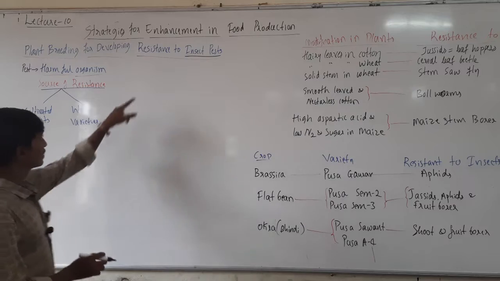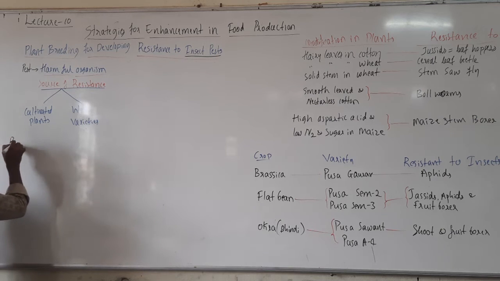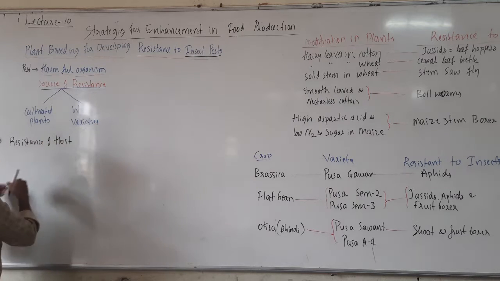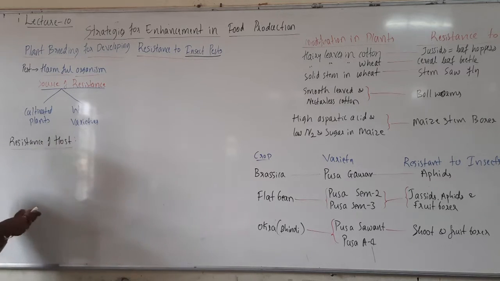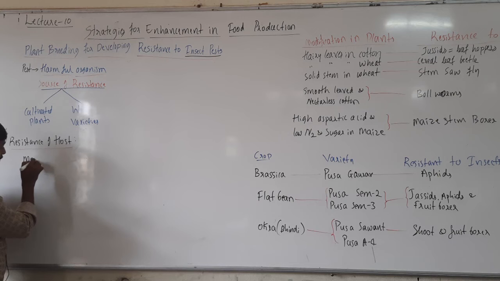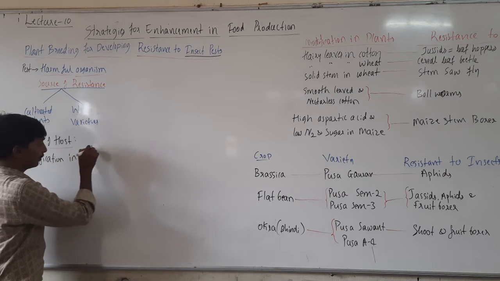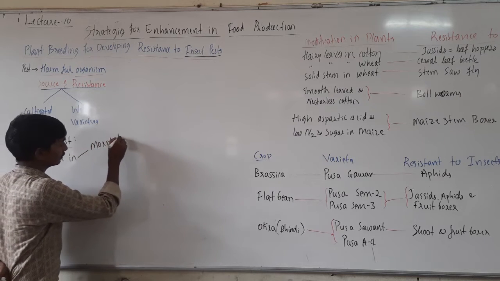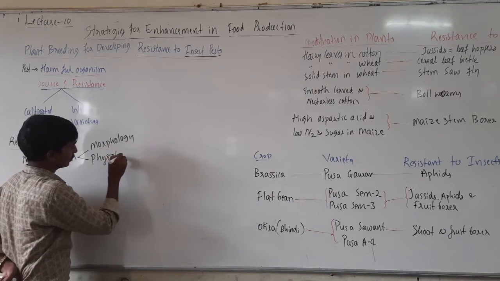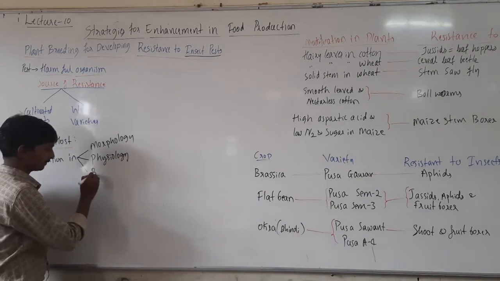Then what actually is the resistance? We said resistance. What does the resistance mean here? Resistance of a host. Here resistance in the crop plant means nothing but modification in morphology, physiology, and other aspects, or biochemistry.